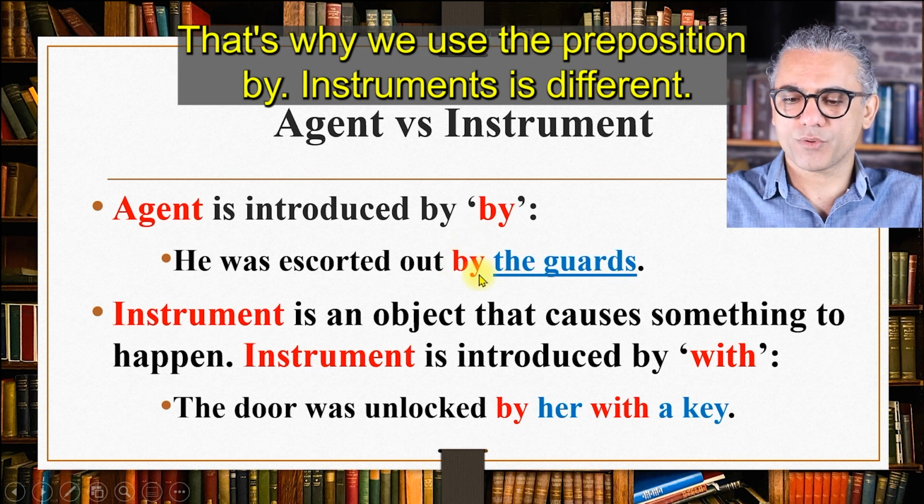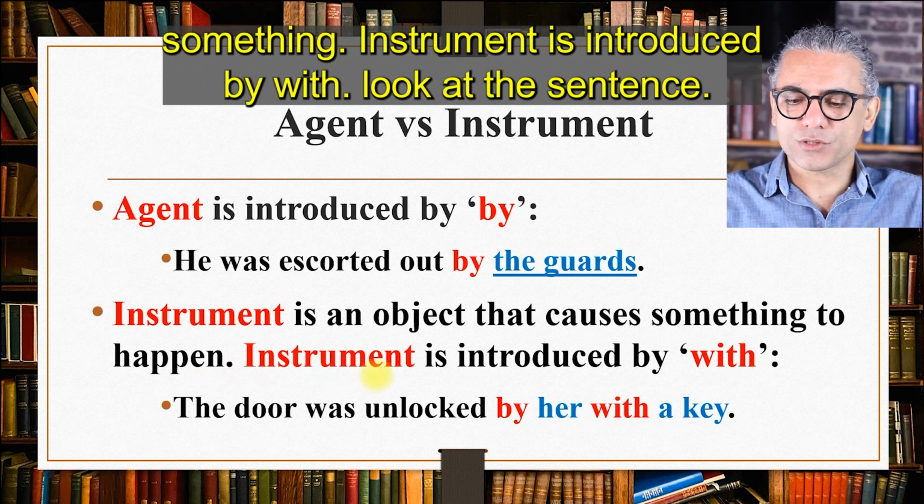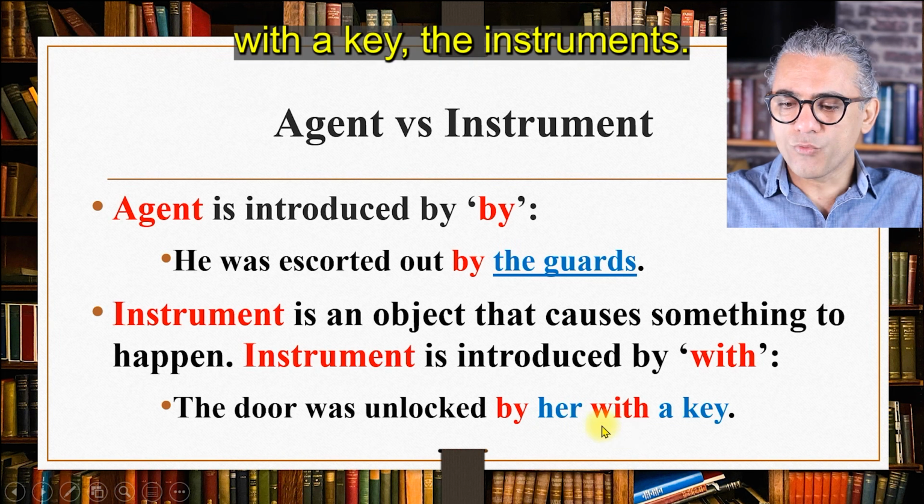That's why we use the preposition by. Instrument is different. Instrument is an object that causes something to happen, or we use to do something. Instrument is introduced by with. Look at this sentence. We say, the door was unlocked by her, the agent, with a key, the instrument.